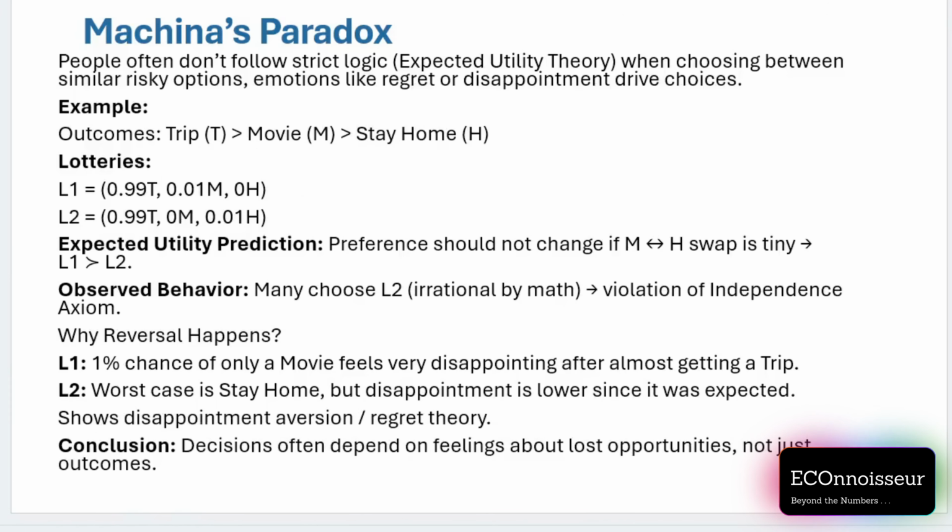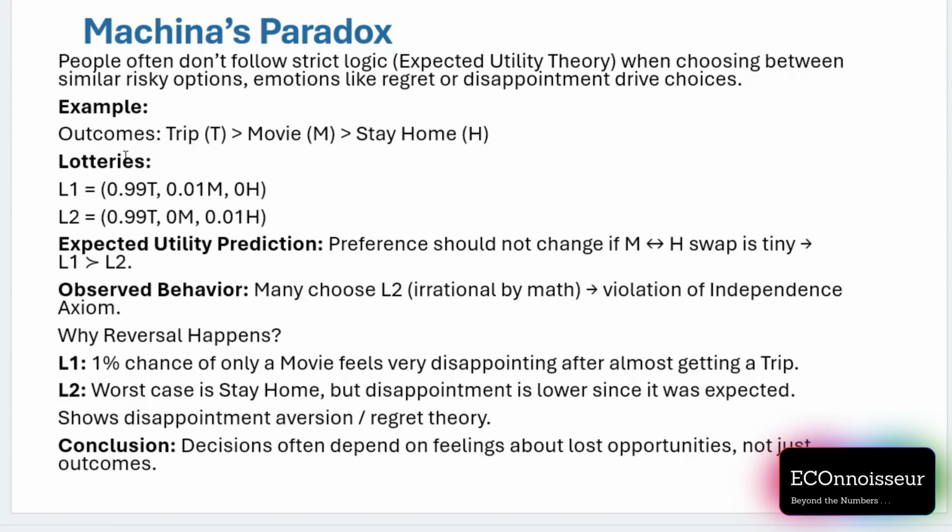We can see another paradox, that is the Machina's paradox. The Machina's paradox is that, while the expected utility theory has a strict logic when choosing between similar risky options, emotions like regret or disappointment drive choices. What does this mean? We can see an example.